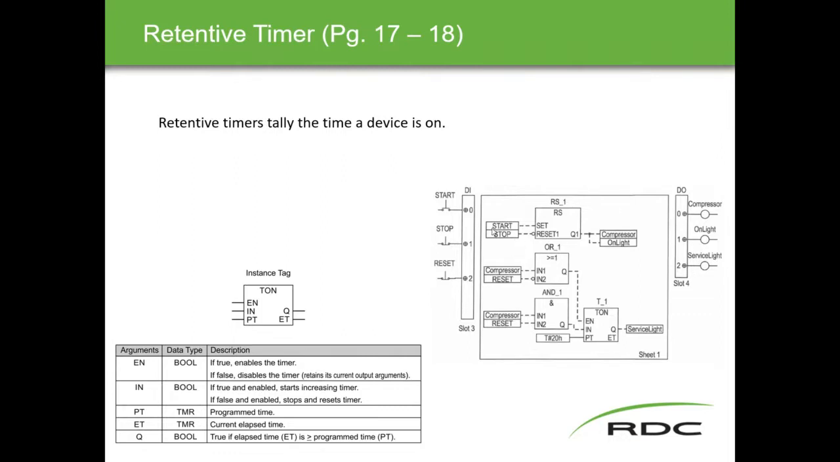So let's see what it looks like. What are our inputs and outputs looking like? Here we have a momentary start button that's open, a momentary stop that's closed, and a reset button that's closed. So we have a 0, a 1, and a 1. So 0, 1, 0, 1, 0, 1 as we're sitting here.